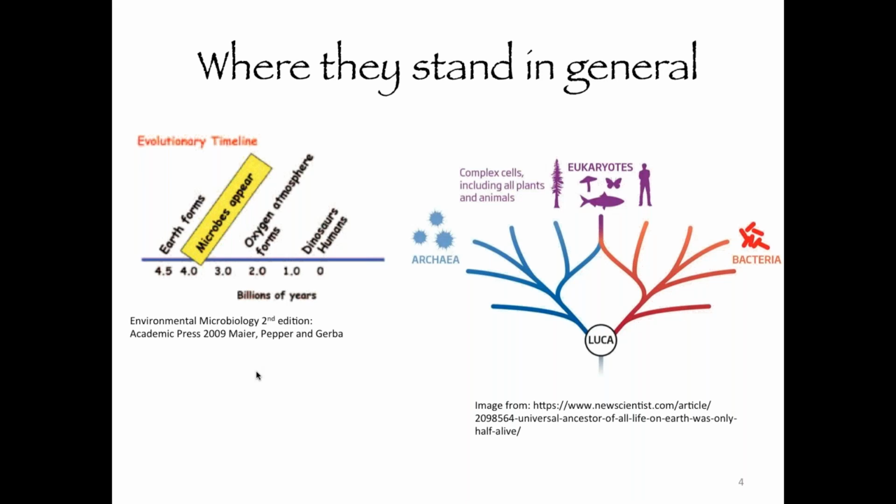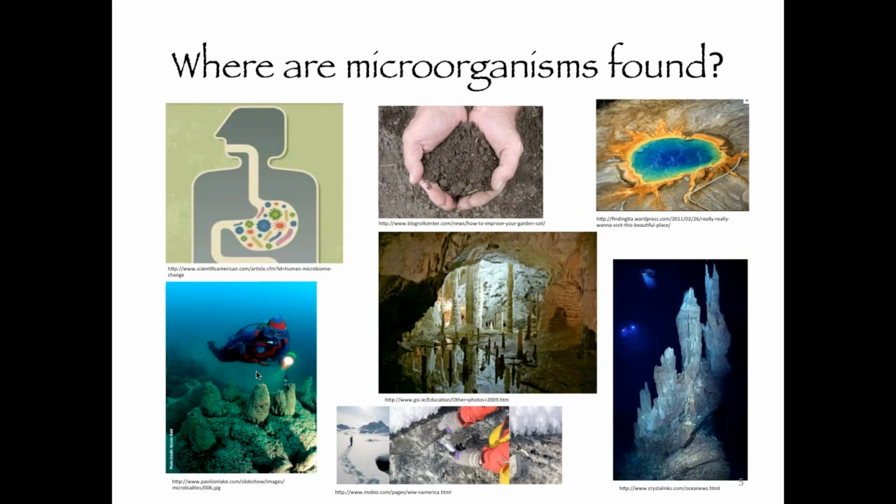So where do microorganisms come from? Where are they found? Microorganisms inhabit a variety of habitats, including the human stomach. They can also exist in soil, the ocean floor, and more extreme habitats, such as hot springs, caverns, deep sea hydrothermal vents, and frozen soils.